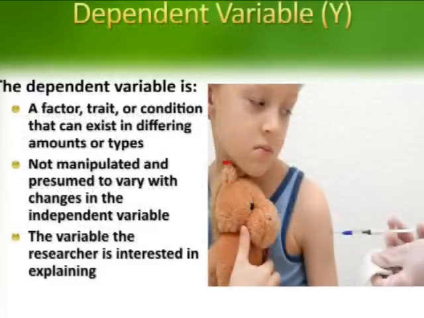Now, the dependent variable is a factor, trait, or condition that can exist in differing amounts or types. It is not manipulated and presumed to vary with changes in the independent variable. It is the variable the researcher is interested in explaining, and in this case it would be our MIs, and that would be the dependent variable, and increasing the intake of Lipitor is our independent variable that has an effect on the outcome variable, being the MI.